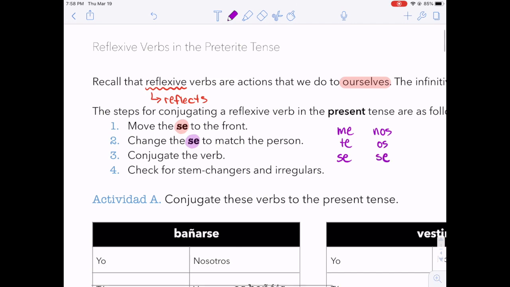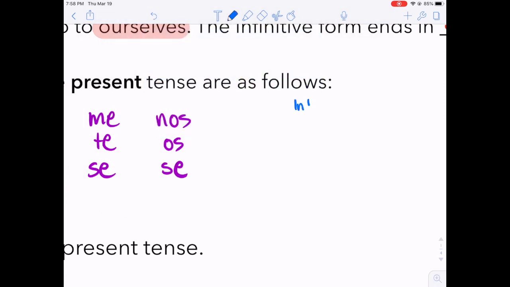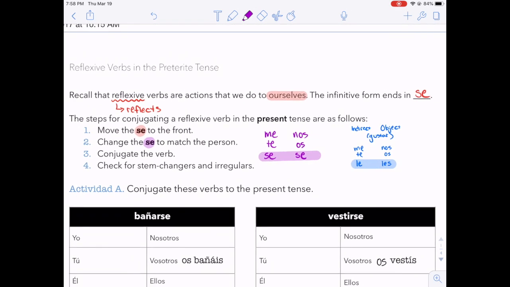This is in contrast with our indirect object pronouns. We use indirect object pronouns to go with gustar, and those are pronouns like me, te, le, nos, os, les. The key difference here is in our ellos forms. Reflexive verbs, again, we're talking about our self, so because that's your self, those are the se pronouns.